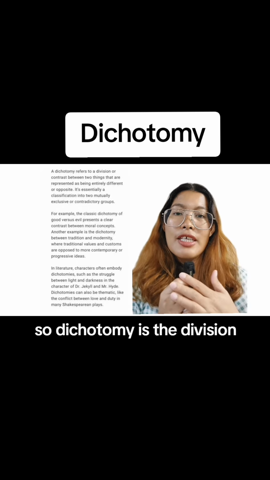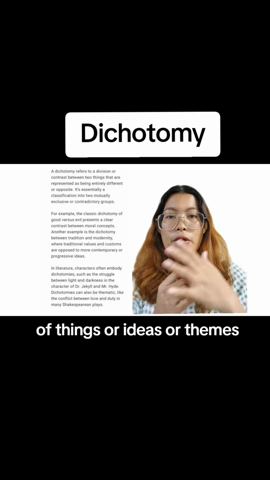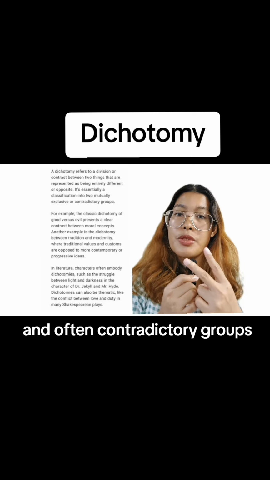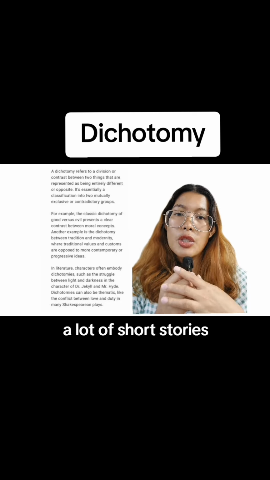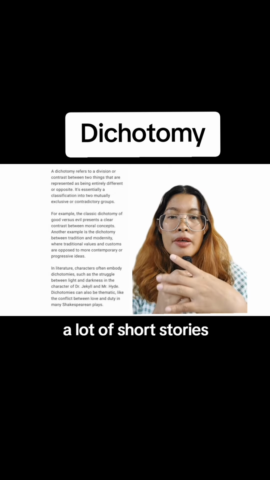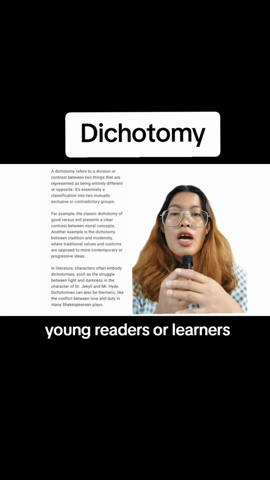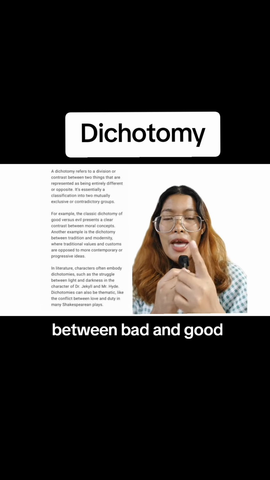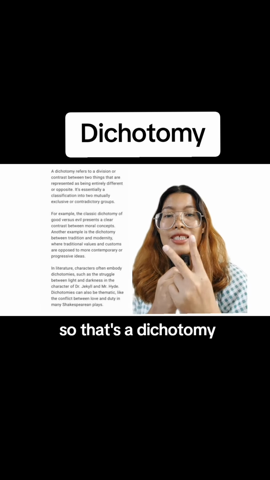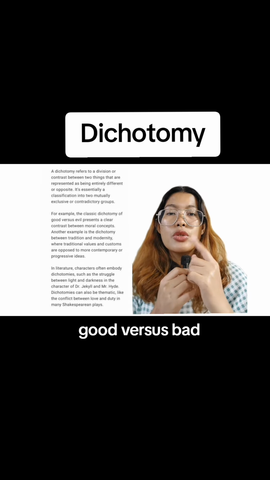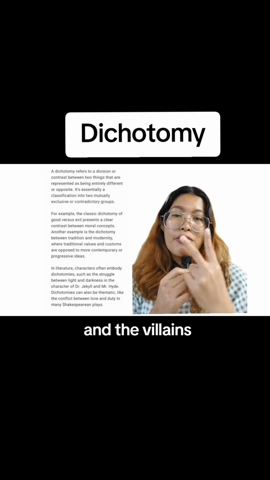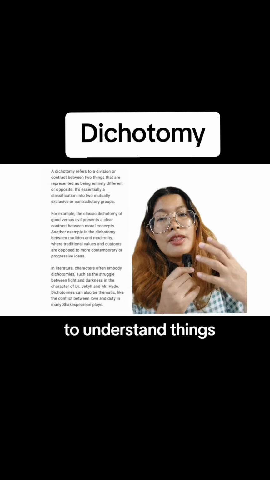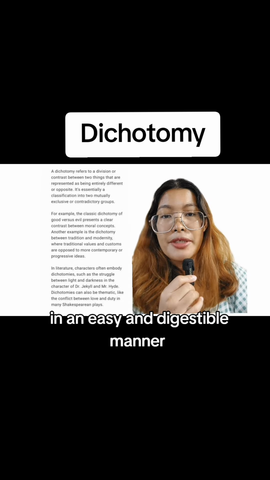So, dichotomy is the division of things or ideas or themes into two distinct and often contradictory groups. For example, a lot of short stories geared towards young readers or learners are always presenting a simple division between bad and good. So that's a dichotomy, good versus bad. Usually the heroes represent the good and the villains represent the bad. Its function is that it allows people to understand things in an easy and digestible manner.